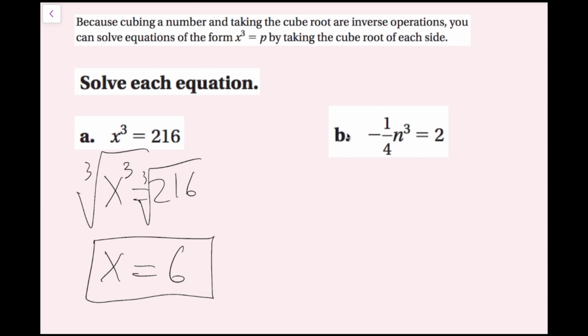For part B, I need to simplify this side first. I need to get this n cubed alone first, and then I can take the cube root of both sides. And the way I'm going to do that is I see that I have a negative 1/4 being multiplied, so I'm going to cancel that out by multiplying by the reciprocal of negative 1/4, which is negative 4. So I'm going to rewrite this first. And now I'm going to multiply by negative 4, because multiplying by the 4 will cancel out the 1/4, and then the negative will cancel out this negative sign, so then I'll just have n cubed. So I'm going to do that on both sides.